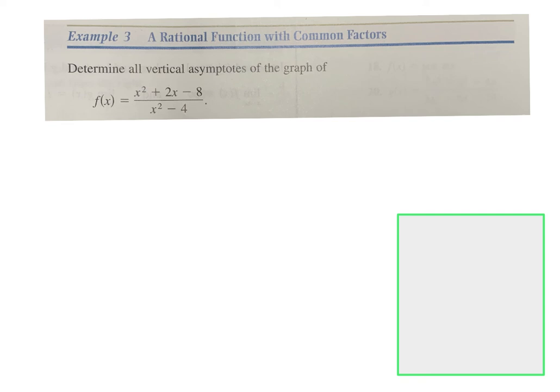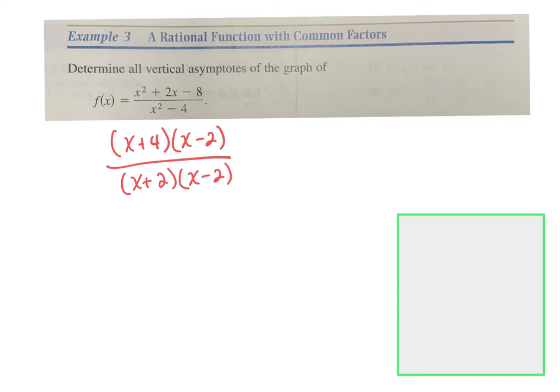Yes. Factors of 8 that subtract to give me +2. Yeah, so I have a +4 and a -2, right? So 4 times -2 is -8. 4 minus 2 is +2. On the bottom, that's a special case, right?